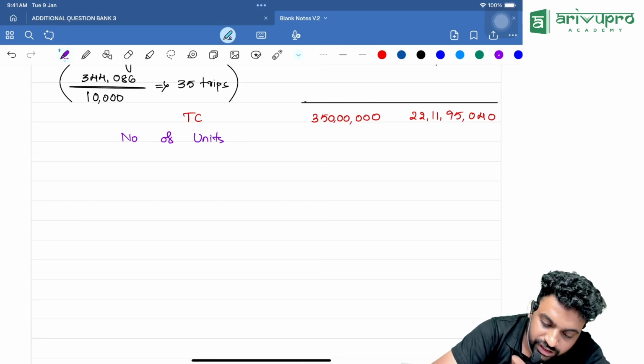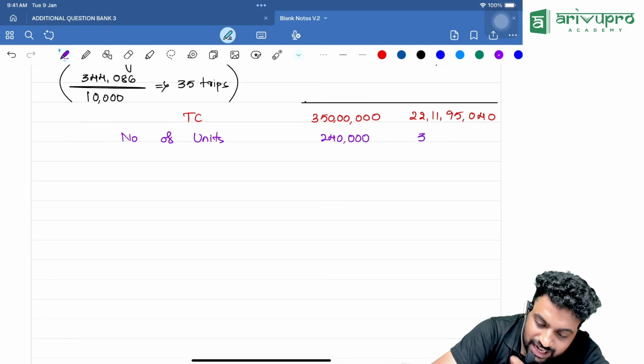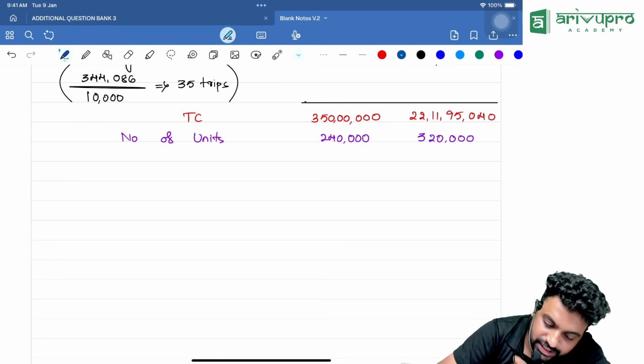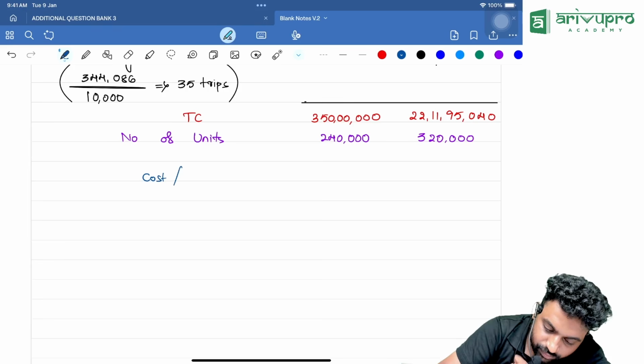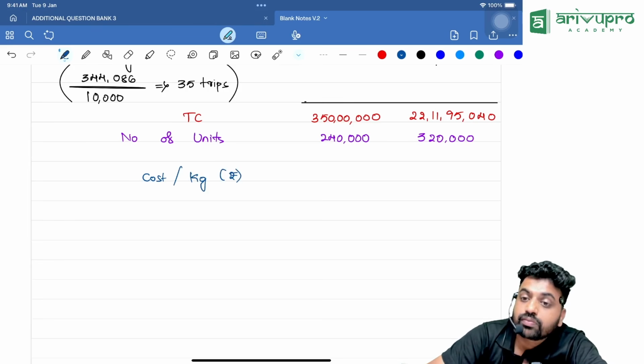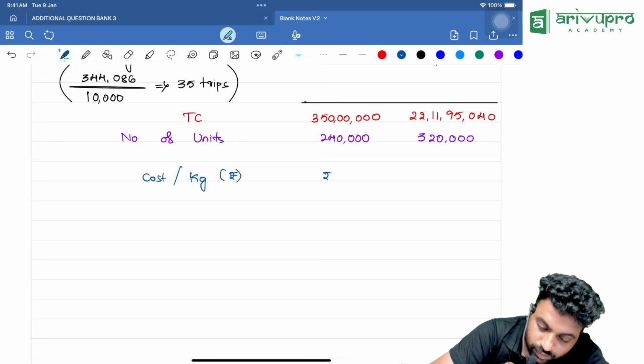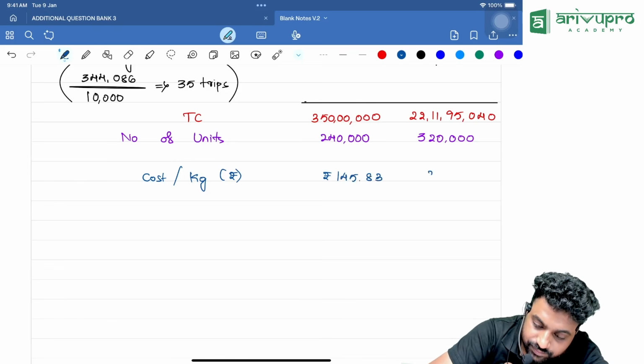In the given question, good units are 2,40,000 and 3,20,000. Cost per kg: 145.83. Next one, 691.23.